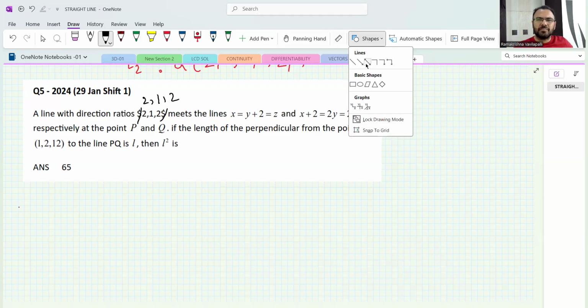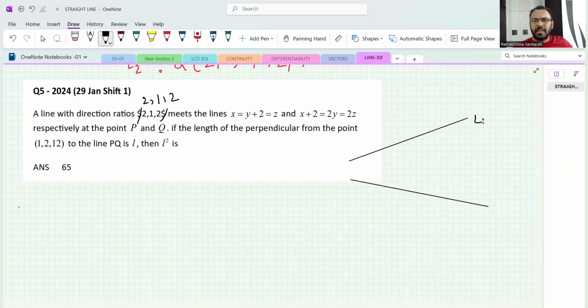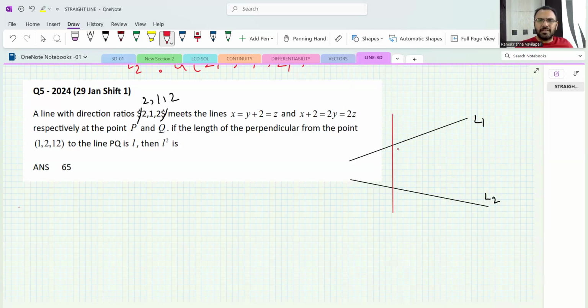Well, we'll proceed now. Here they have given skew lines. This is line 1 and this is line 2. You take the perpendicular line. This is perpendicular. This is P and this is Q. So what is line 1? Again, I'll rewrite line 1. Line 1 is x by 1 equal to y plus 2 by 1 equal to z by 1 equal to t. So any point on L1, P is equal to t, t minus 2 and t.